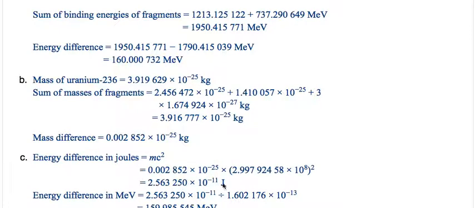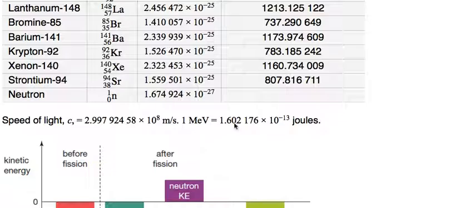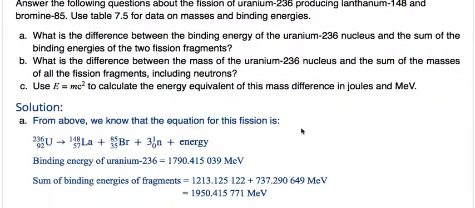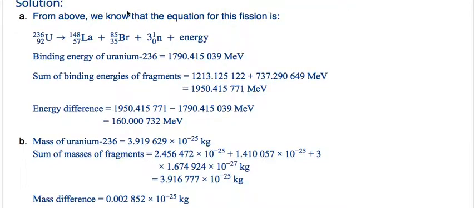Then to turn this difference into mega electron volts, which is what they want you to do, use the measurement here. 1 mega electron volt is 1.602 by 10 to the negative 13 joules. So if you know how many joules you have, which we do in this question, all you need to do is divide by that number of joules, and that gives you mega electron volts. What you'll notice is it's 159.985. If I rounded that, it's about 160 mega electron volts. Check out the answer in part A when we looked at the difference of binding energy: 160 mega electron volts.